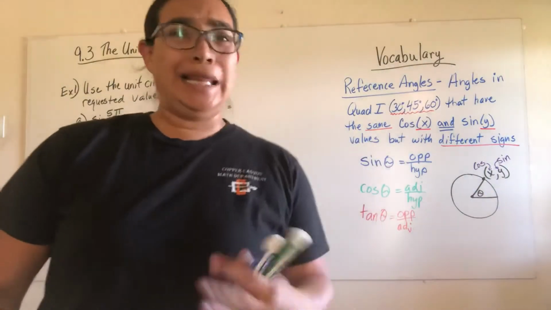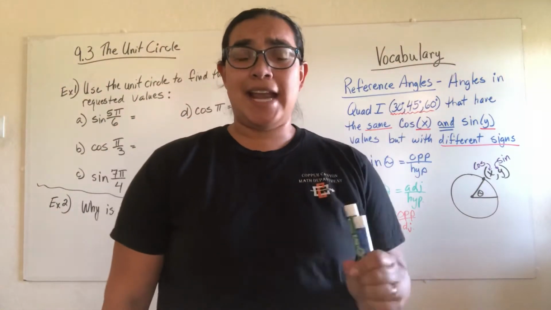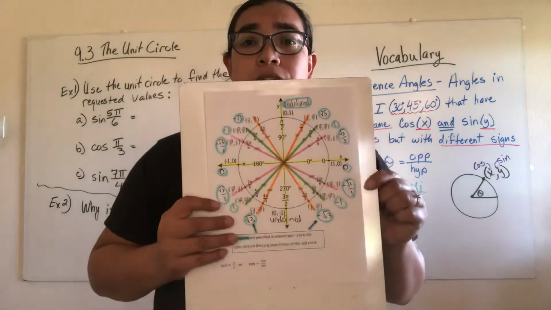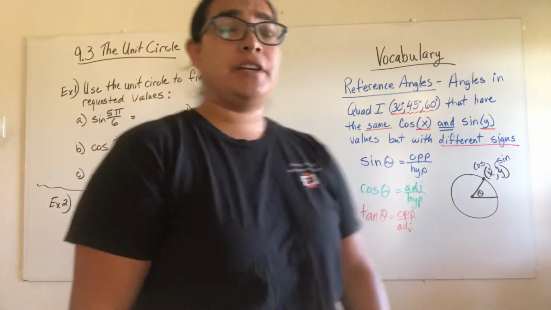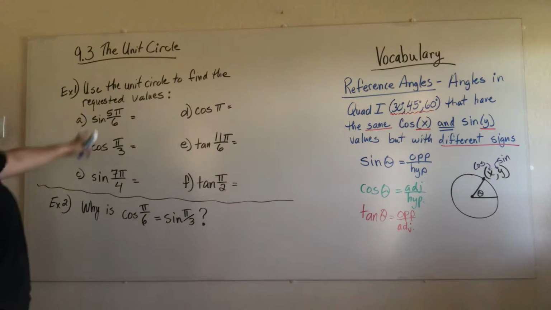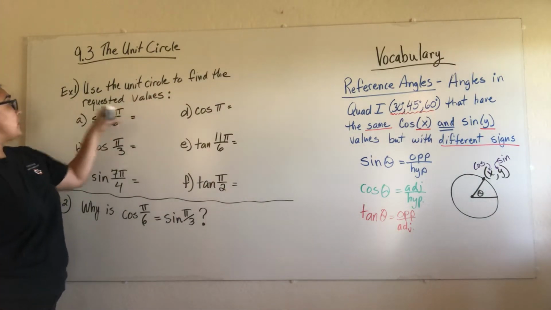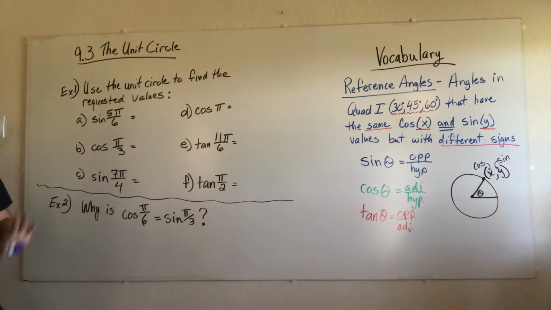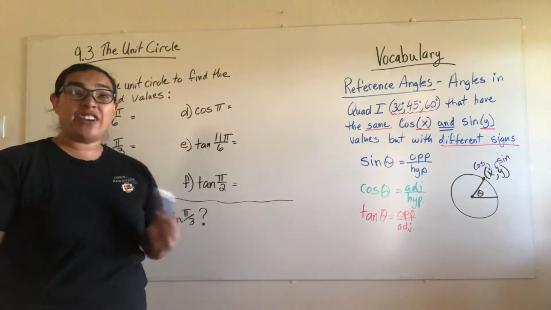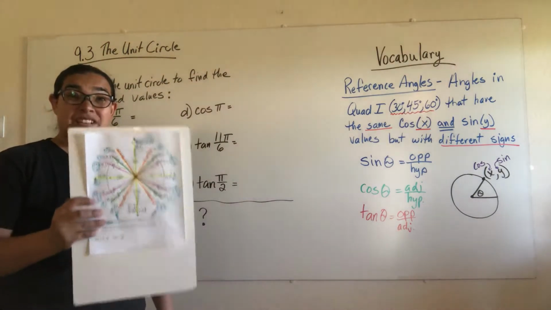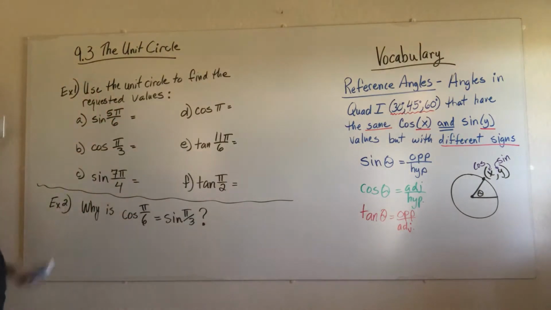Okay, so let's go ahead and start some examples. I've already got a lot set up, but these are very easy to answer. You just have to know how to use this. So let's go ahead and try a few examples here. So example 1, use the unit circle to find the requested values, and I've got 6 of them. Sounds like a lot, but to be honest, this is very easy to do because you're just pulling the answer off of this. So let's go ahead and take a look at the first one.